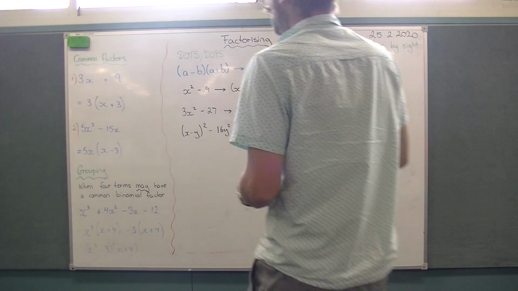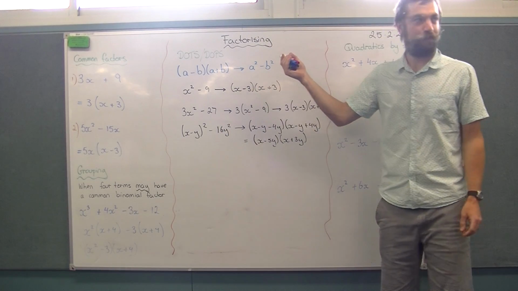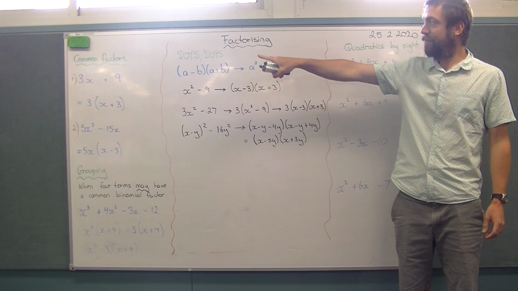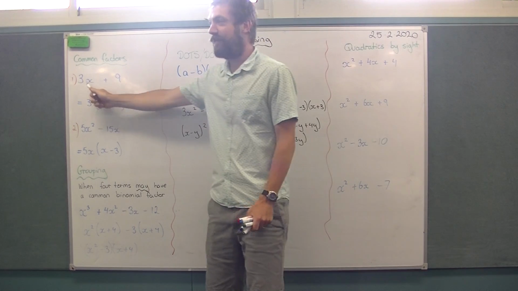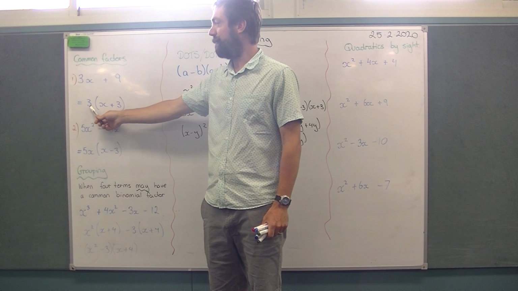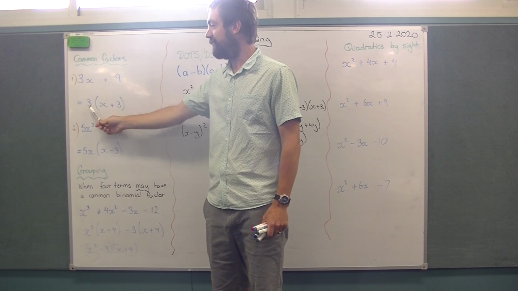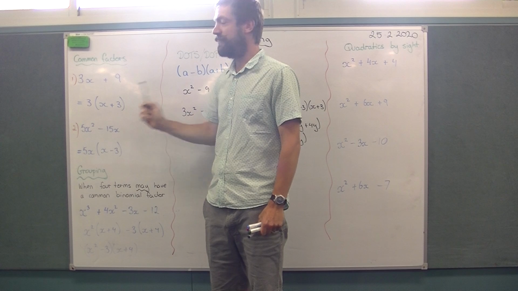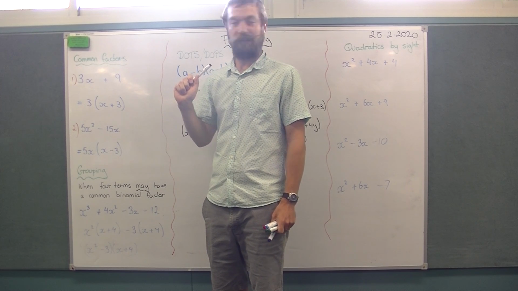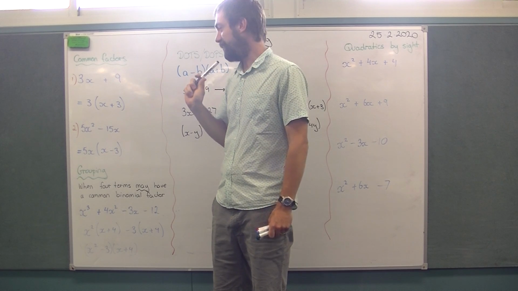Alright, so factorising shouldn't be new for most people yet. Yeah? First way, common factors for fairly basic terms. You're looking for something that goes into both terms, in this case the 3. You divide it, you write the leftovers inside brackets. Fairly straightforward. Something you've probably been doing since year 8, I'd imagine.